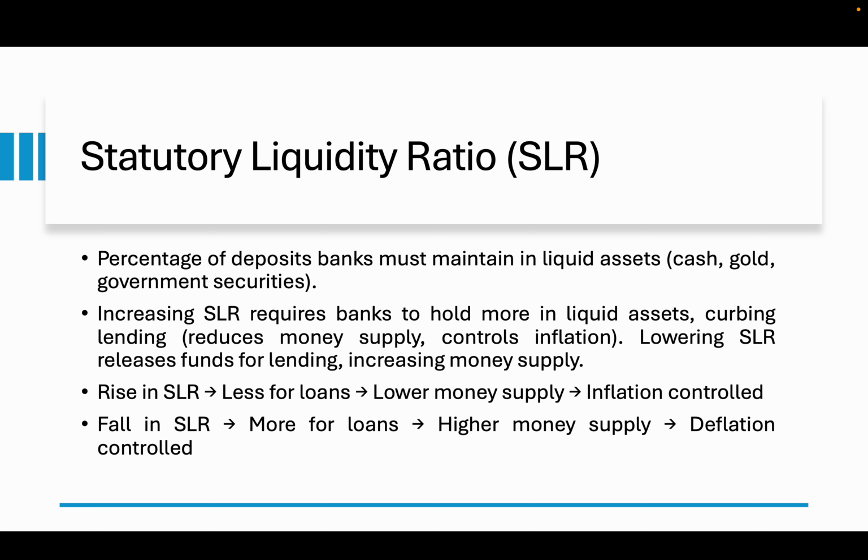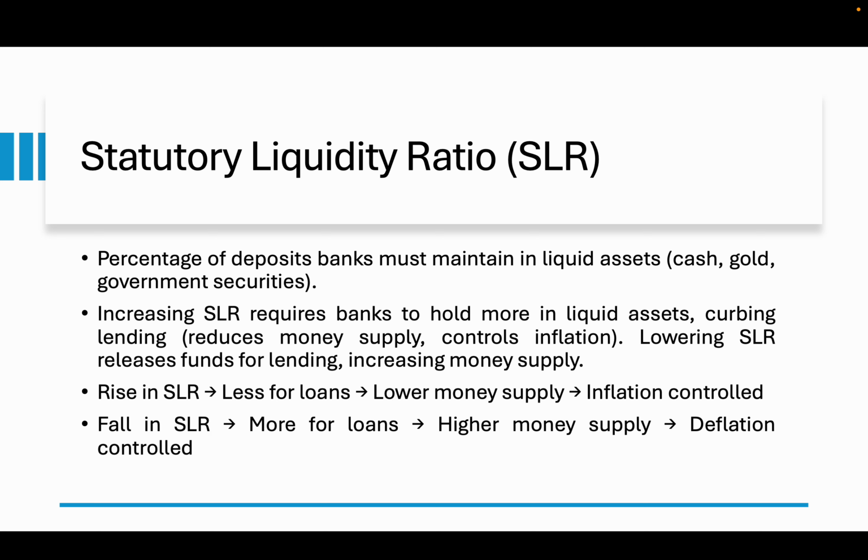Next one is the statutory liquidity ratio, or SLR. SLR is a percentage of deposits that banks must maintain in liquid assets like cash, gold, or approved government securities. If RBI increases SLR, banks have to keep more in these safe havens and lend less. This reduces money supply and helps control inflation.